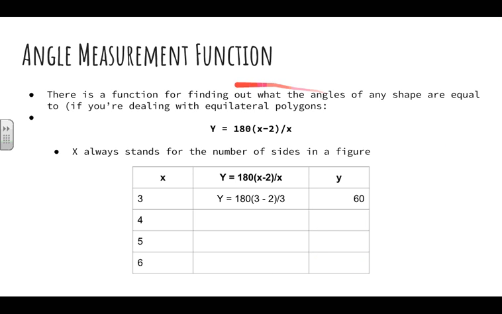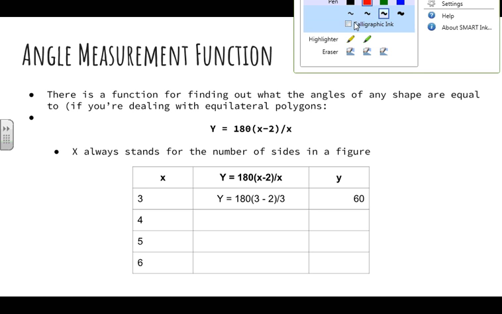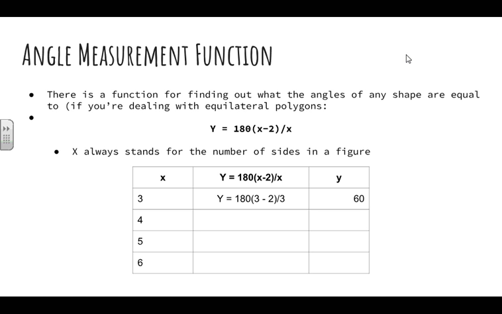All right, how about the angle measurement function? This is the function we use to find out what the angles of any shape are equal to if we are dealing with equilateral polygons, meaning all the sides and angles are the same, or a regular polygon where everything is going to be exactly the same. So that function would be y equals 180 times x minus 2, divided by x. And x still stands for the number of sides.